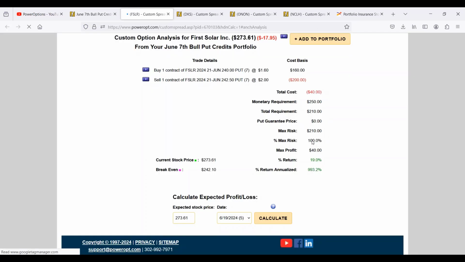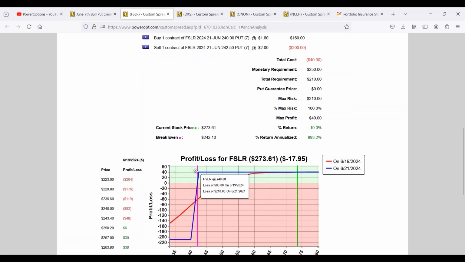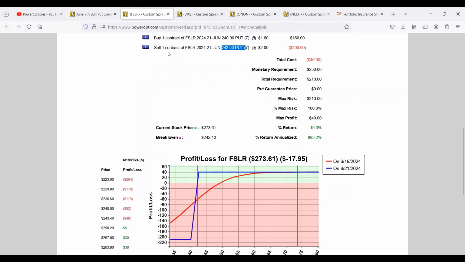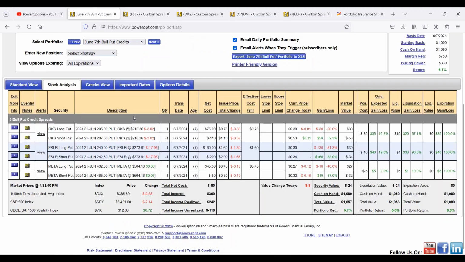Again, to keep it simple, here's the profit and loss chart of the position. We sold that 242.50 and bought the 240. Net credit of 40 cents against a true risk of 210. So once again, we're at about a 5.2-to-1 risk-reward ratio here, risking 210 to make 40, a 19% return. But this had, let me check my notes, folks, I apologize, an 86.3% theoretical probability the stock would be trading above 242.50 at expiration. And we're at about a 90% profit.